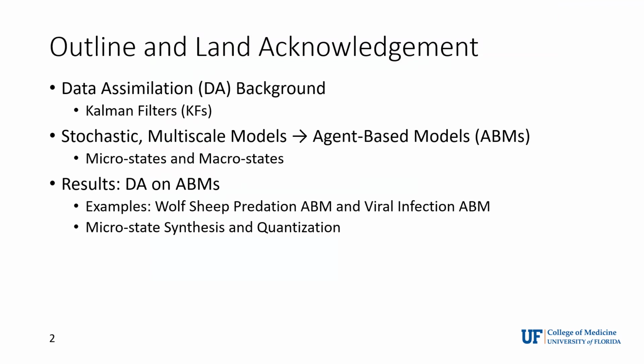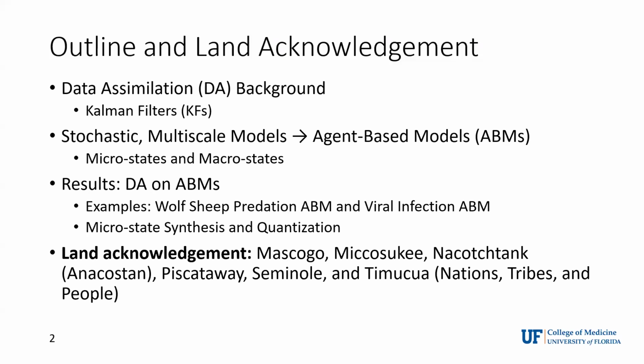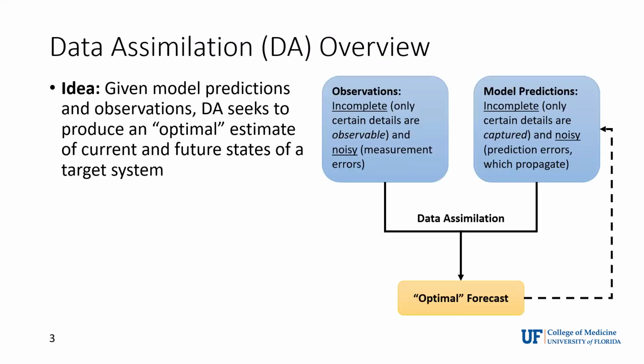And then I'll get into our results. And so a lot of this is work that's still in progress. It's part of the reason why we want to make space for feedback and everything else. But we're trying to do data assimilation on ABMs, and I'll give this very easy sort of toy example with wolf sheep predation. It's kind of like a Lotka-Volterra type model, and then something that's actually published on viral infection. And I'll talk about microstate synthesis and quantization, probably just a bit of jargon right now, but I'll explain what all that is later. And of course, we always want to acknowledge all the nations, tribes, and people on whose land we work and we study.